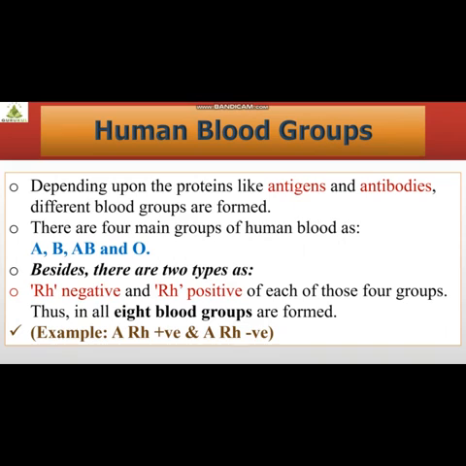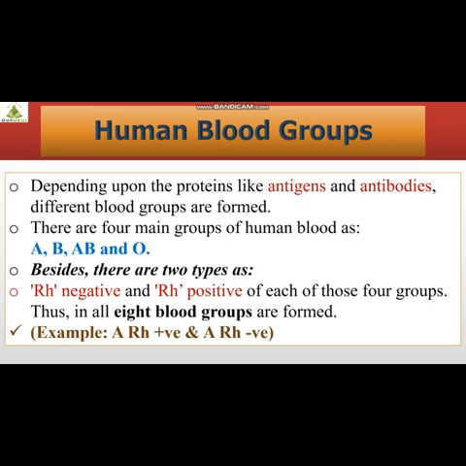Human blood groups. Depending upon the proteins, which are these two names, antigens and antibodies, we have different blood groups formed in our body. Now there are 4 main groups of human blood. Which are those? A, B, AB and O. I repeat, A, B, AB and O.